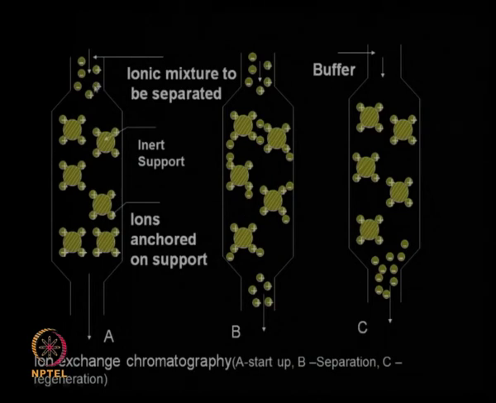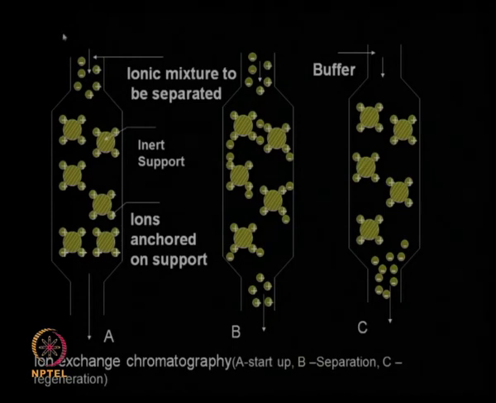So if I have a positively charged protein and a negatively charged protein, with this type of ion exchange, I can remove all the positively charged protein and retain only the negatively charged protein, which can be later separated by changing the pH or the buffer. Okay. So now your ion exchange chromatography is again ready for another batch of positively and negatively charged proteins.